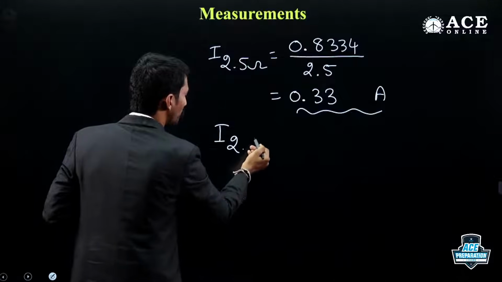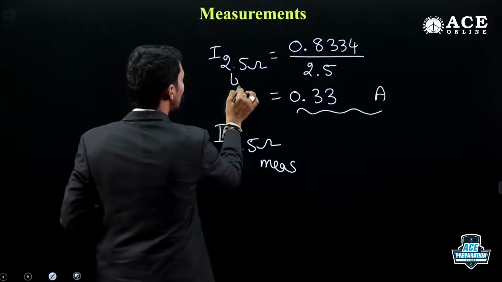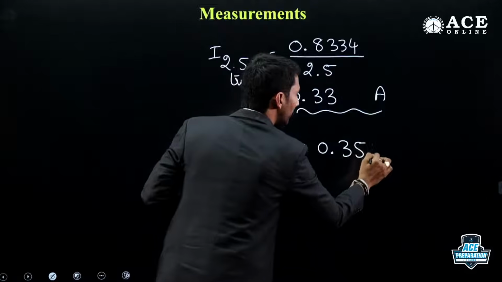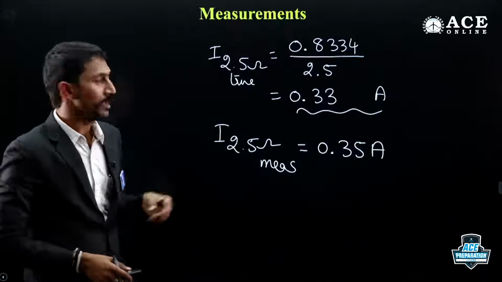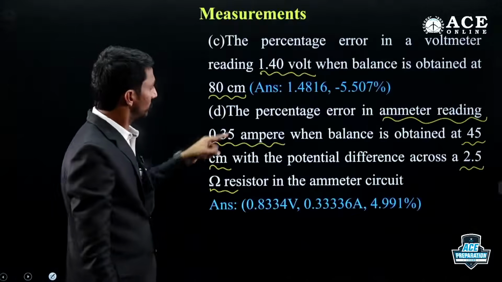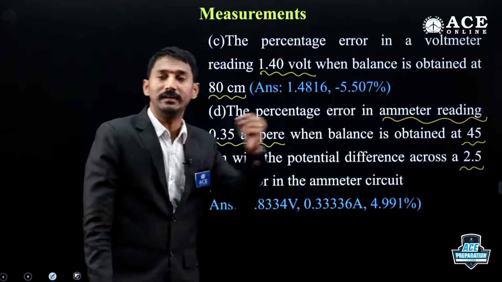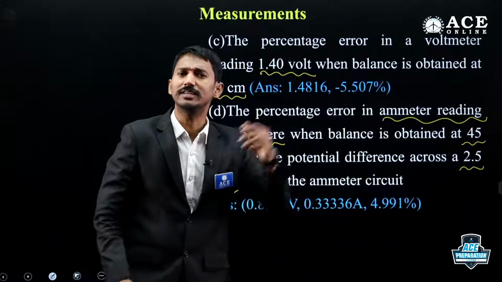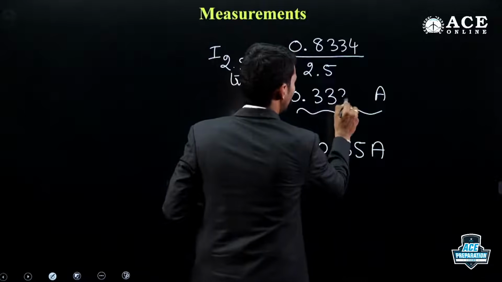Sir, current through 2.5 ohm. What is that? Measured value. But this is true value. So the measured value is given as 0.35 amperes. Sir, what is the measured value of current? 0.35. What is the actual value of current? 0.33 something. Kindly verify this. 0.35 is given as the ammeter reading, but we are going to get 0.33336, which will be there. Okay, next.